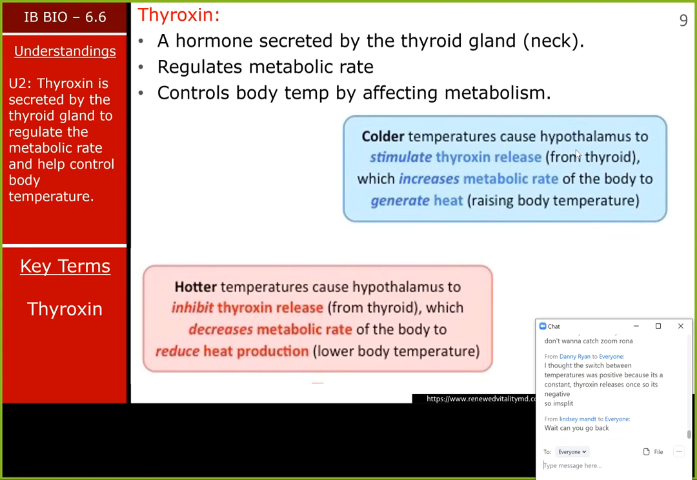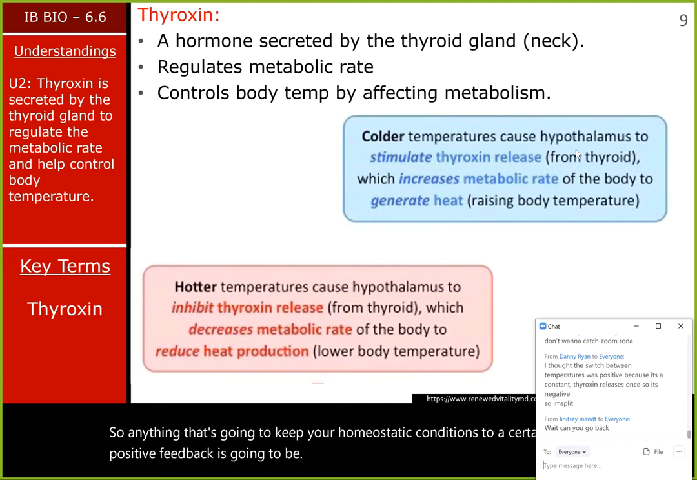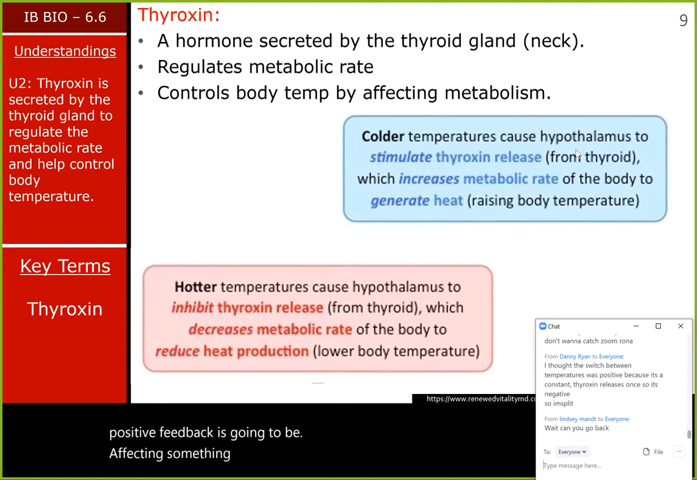So is this a negative feedback? Mm-hmm. Yeah, anything that's trying to bring you back to a specific point is negative. So anything that's going to keep your homeostatic conditions to a certain level. Positive feedback is going to be affecting something in one direction only. Like if this were positive feedback, it would be all the way cold or all the way hot, not trying to keep you balanced.